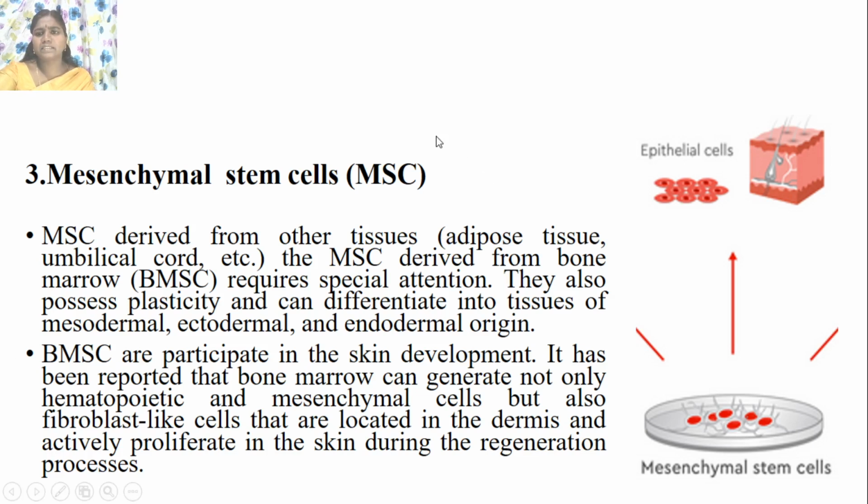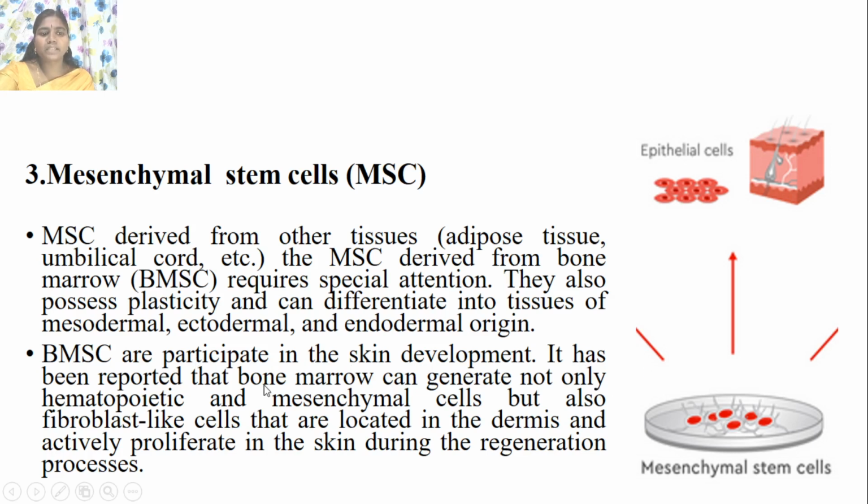Mesenchymal stem cells are the next approach. Mesenchymal stem cells have wider application in the treatment of many diseases. These mesenchymal stem cells are derived from other tissues like adipose tissue, umbilical cord, and bone marrow. They require special attention and are grown in vitro, and because of their plasticity they can differentiate into tissues of mesodermal, ectodermal, and endodermal origin, and they participate in skin development.